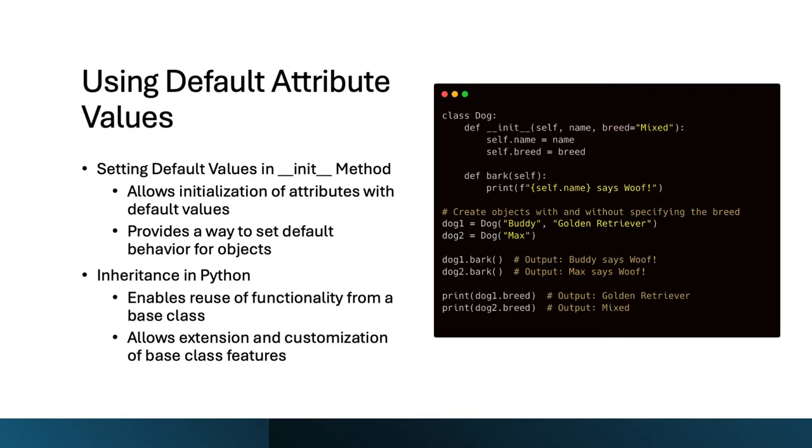In Python, you can set default values for attributes in the init method, which helps in initializing objects with default behaviors. Inheritance allows you to reuse and extend functionality from a base class.